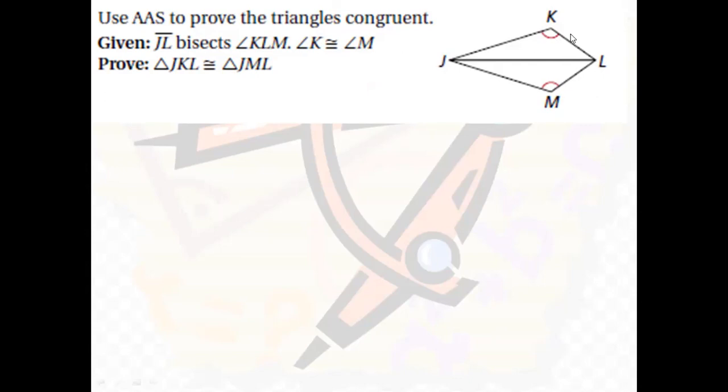Then angle K is equal to angle M. Prove triangle JKL is congruent to triangle JML. So, triangle JKL is congruent to triangle JML. The information given is that JL bisects angle KLM.